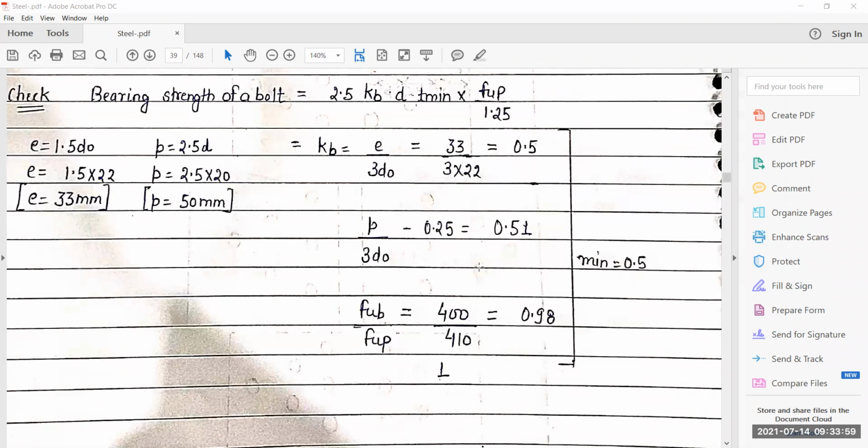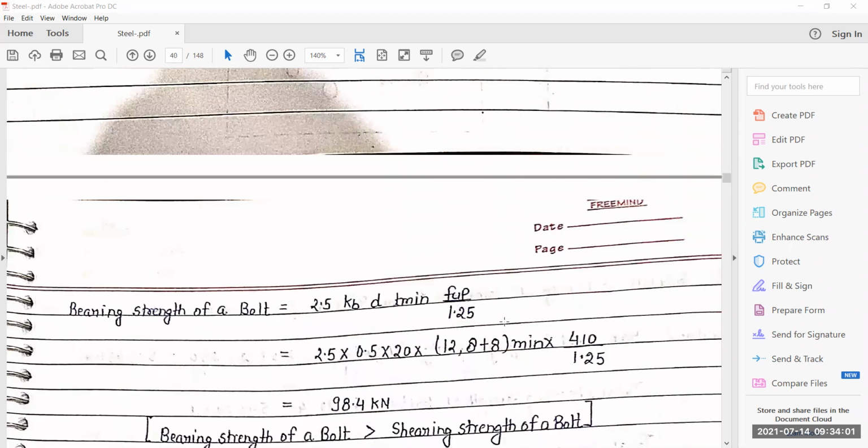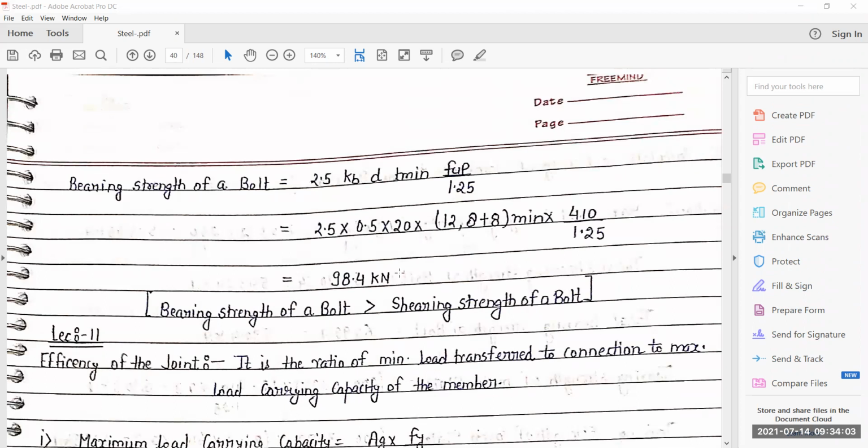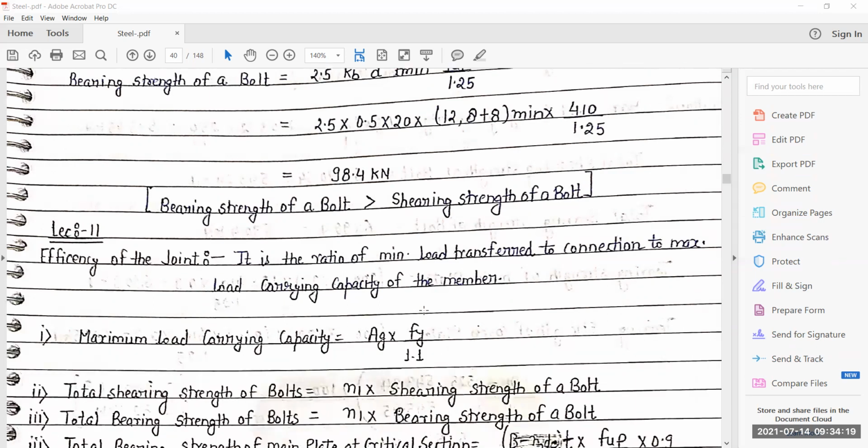And after calculating these three results, you get the bearing strength of the bolt is 2.5 kb d t minimum fu upon 1.25. 2.5 into 0.5 into 20 into 12, 8 plus 8 is the minimum 4, and 410 upon 1.25, equal to 98.4 kilonewton. The bearing strength of the bolt is greater than the shearing strength of the bolt.